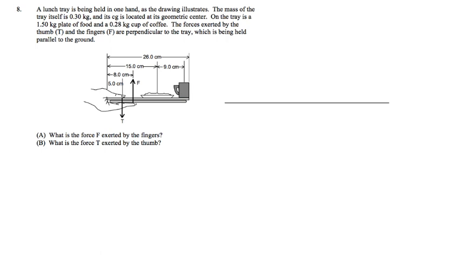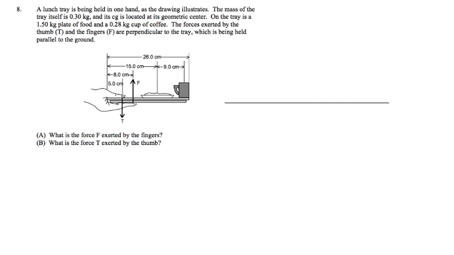So the one thing that's not on here, they have all of these lengths, but they don't have the tray. But it does say in the problem that the tray itself is 0.30 kilograms and its center of gravity is located at its geometric center. Well, if this thing is 26 centimeters, then I know 13 centimeters from the left side is where I'm going to make the arrow to represent that. Another thing about this problem, notice all of these are masses, they're not forces.